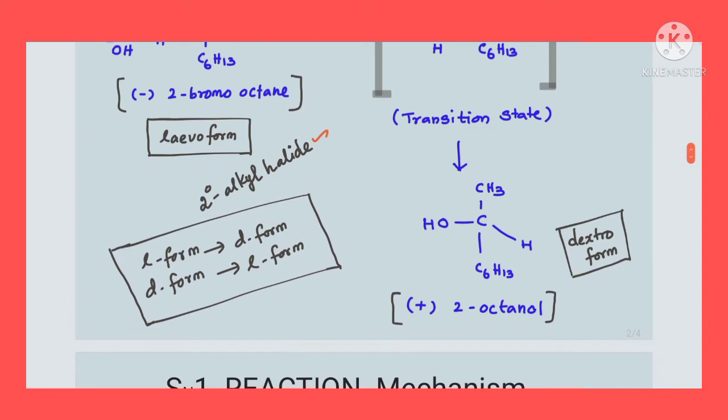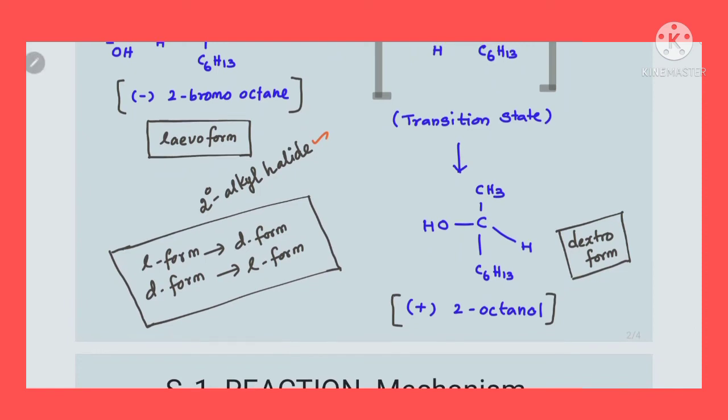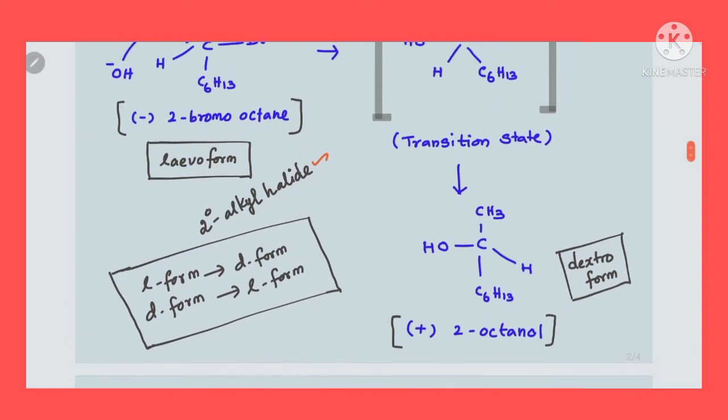Now look at the configuration of 2-octanol. We are getting the plus form of 2-octanol, otherwise the dextro form. So we started the reaction with a laevo form. Due to the backside attack, we are getting a dextro form, and vice versa. Suppose you start with the D form, the dextro form, then the alcohol formed will be the laevo form. So this is the inversion of configuration that takes place.